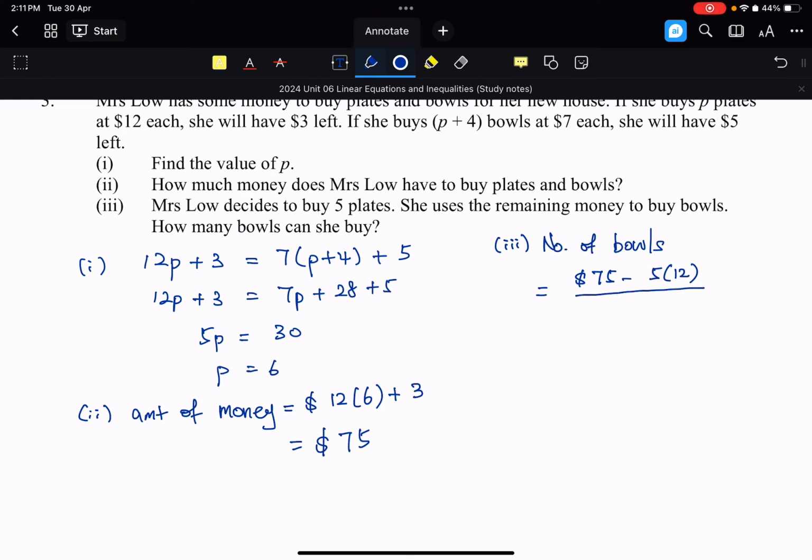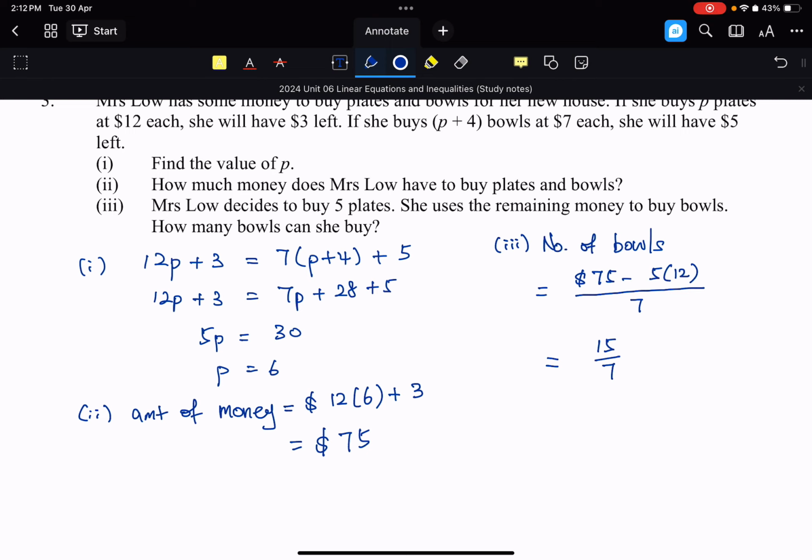And then we need to divide by the cost of the bowl, and the cost of the bowl in this case is 7. However, if we do this, we will not actually get a whole number, but the number of bowls has to be a whole number. So we are actually finding the floor. We need to round down. But let's work this one out first. It will be 15 over 7.